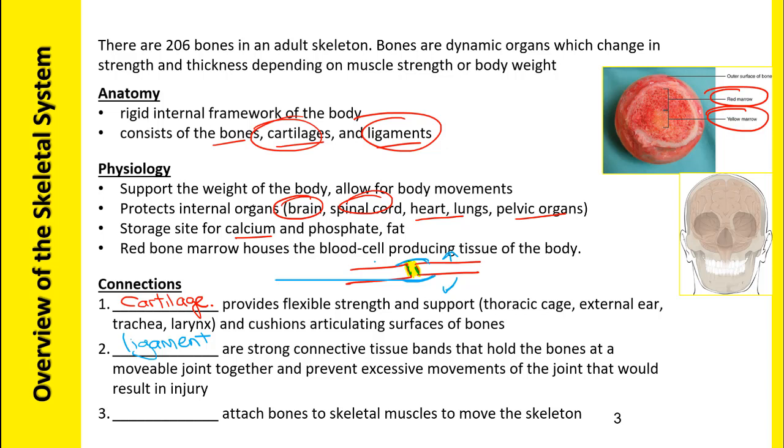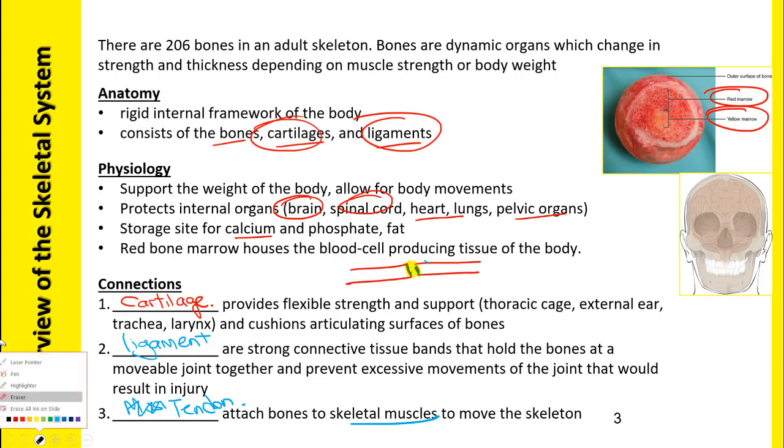Because bones can't move on their own, they need to be moved largely by skeletal muscles. The connection between the bone and the skeletal muscle is called a tendon. So again, if you look at the joint, and say you have a skeletal muscle that is over here, right?